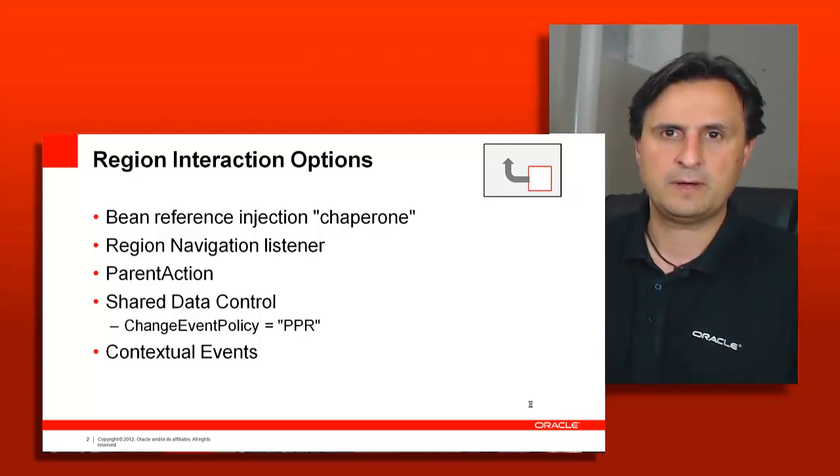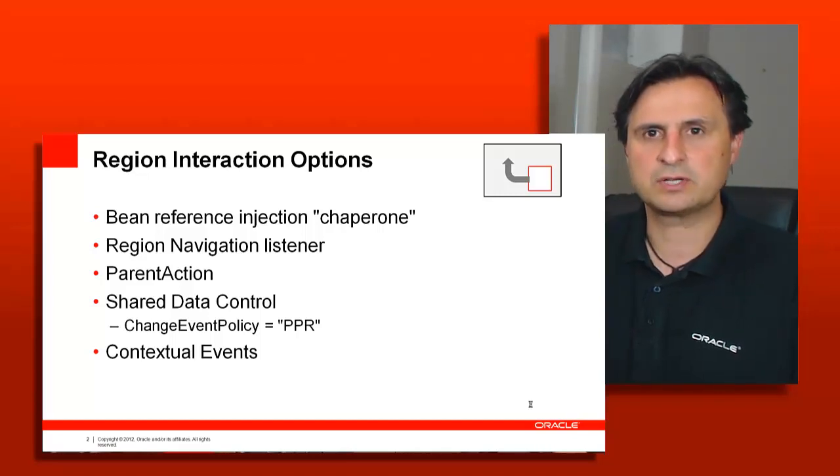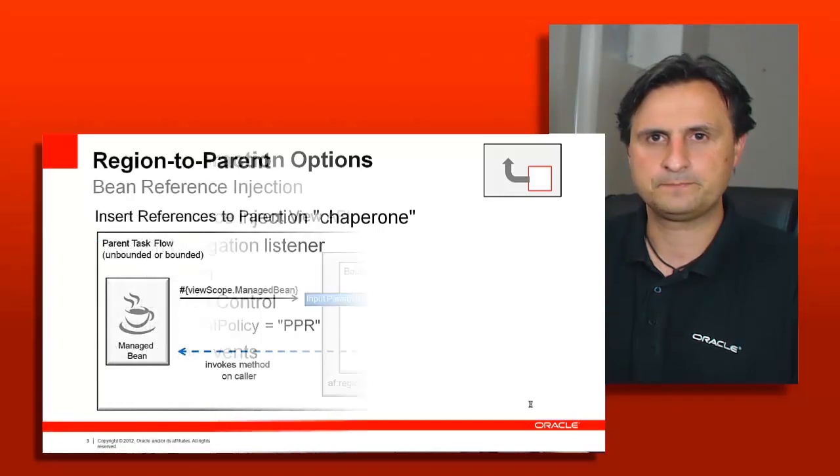The last option is the most powerful option, which is contextual events. Contextual events is a publish and subscribe system on the ADF binding layer. It's pretty heavyweight and it's not easy to implement, to be honest. However, it's very powerful and it really gets you a long way, even within deeply nested regions, as we will see in the next recording when we talk about region-to-region interaction. However, keep in mind contextual events work in all directions.